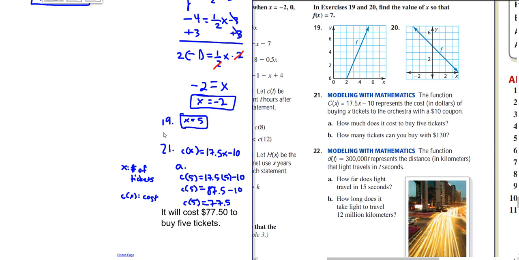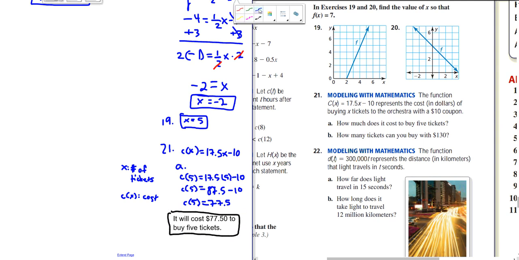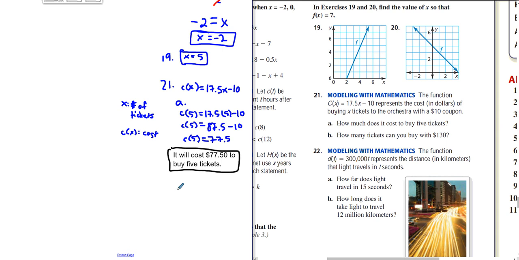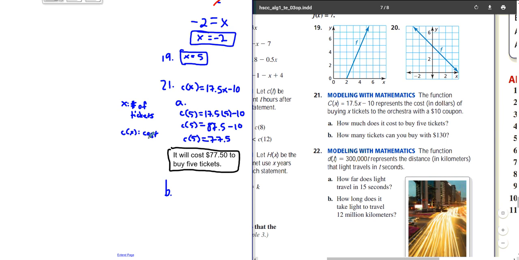All right, and then for the last part here, part B, it says, how many tickets can you buy with $130? Well, now C of X is the cost, so it makes sense to plug in 130 for C of X. So we're going to replace C of X with 130. This becomes 130 equals 17.5x minus 10. We have to solve that equation to get our answer.